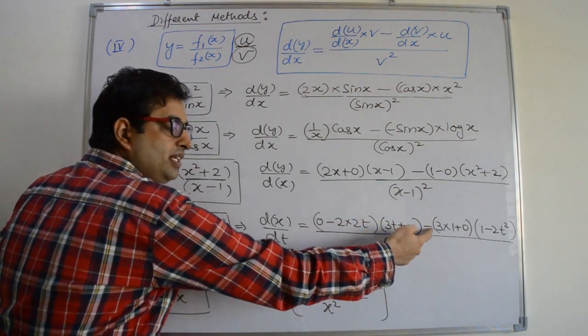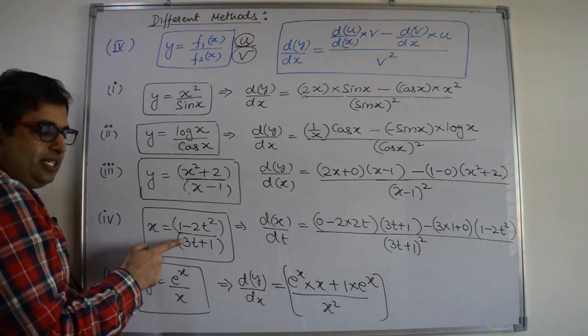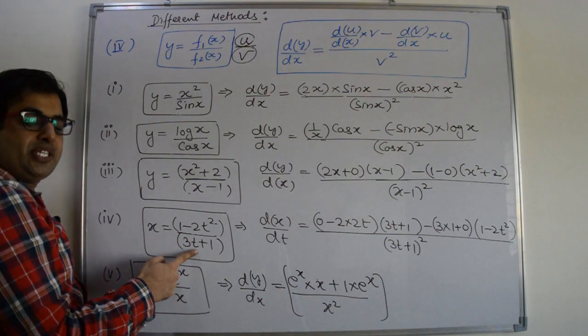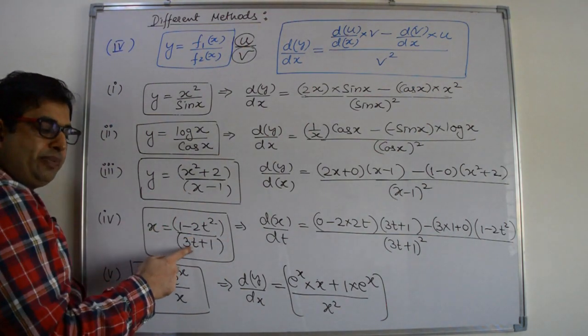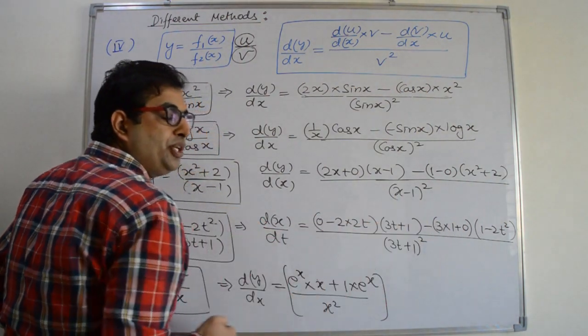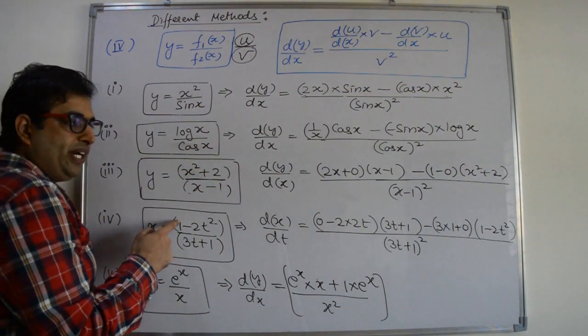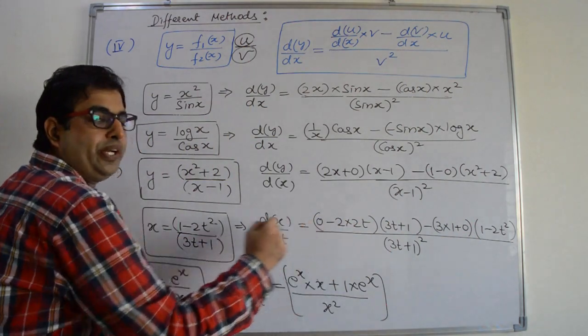Minus sign. Then differentiate the denominator. The denominator differentiation is 3. t differentiation is 1, because the power will come in multiplication and 1 minus 1 it becomes 0. So it is 3 plus 0. The numerator will come in multiplication as it is. Divide by the denominator whole square.